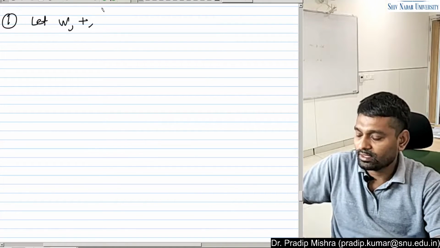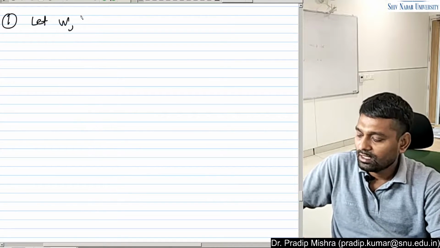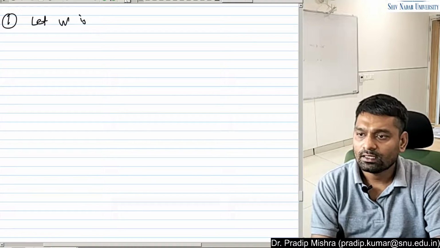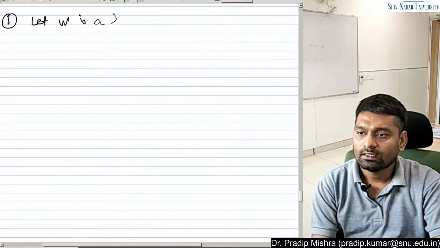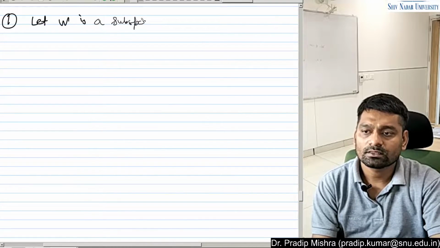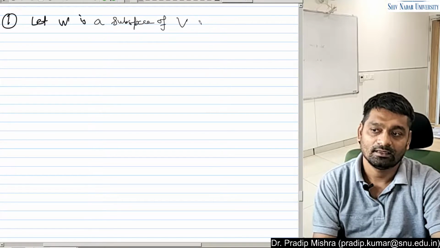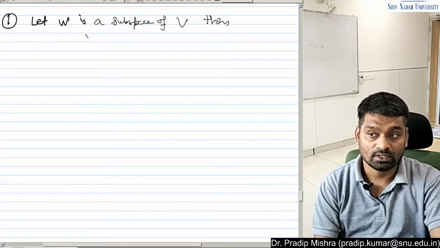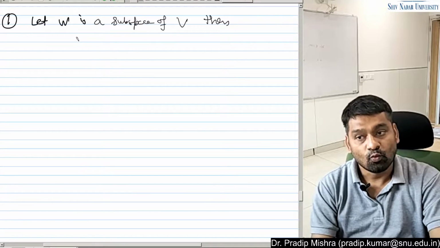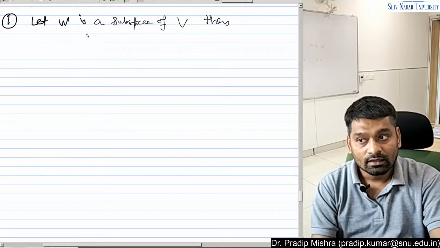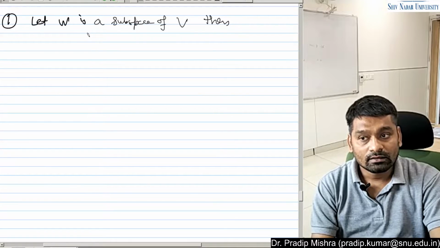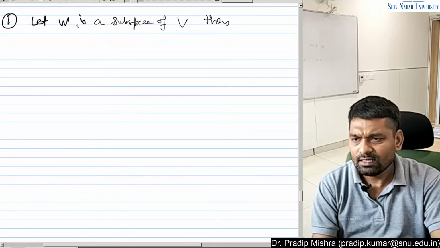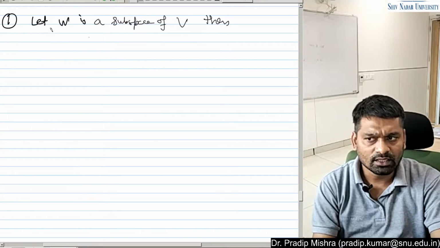Now I will not write this, I will just say let W be a subspace of V. Then, see, first of all, before I write the question, W is a subspace of V.